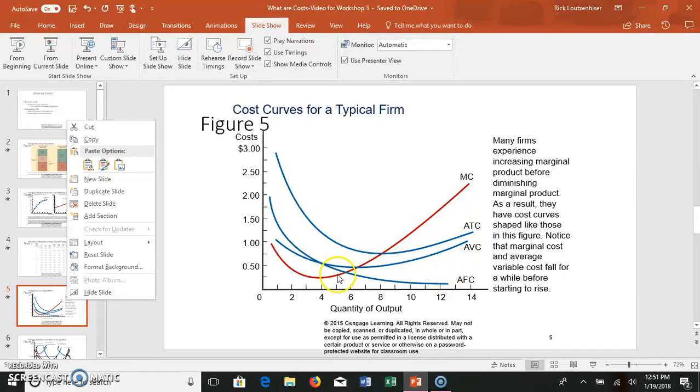And then another thing to point out is that this marginal cost hits the variable cost curve at its lowest point, and it hits the average total cost curve at its lowest point. It's where they are minimized, okay?